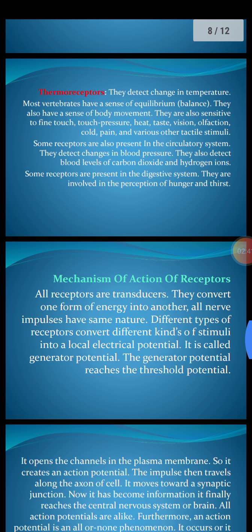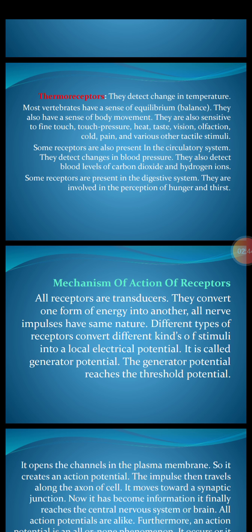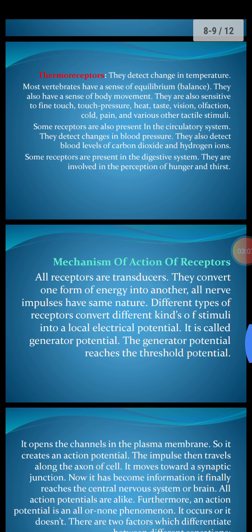Mechanism of action of receptors, that is, how do they perform their action. All receptors are transducers. It means that they convert one form of energy into another. All nerve impulses have the same nature, that is, they have to transmit messages. Different types of receptors convert different kinds of stimulus into a local electrical potential, which is called the generator potential. The generator potential reaches the threshold potential. It opens some channels in the plasma membrane and creates an action potential. The nerve impulse then travels along the axon of the cell.